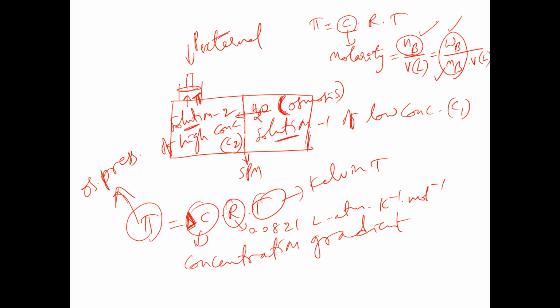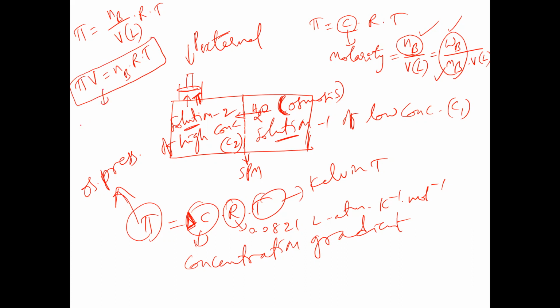So this formula is to be applied in place of C. Substituting, pi is equal to the number of moles of solute by volume in liters into RT. Now pi into V, pi V, is equal to nRT. This is similar to PV equals nRT.